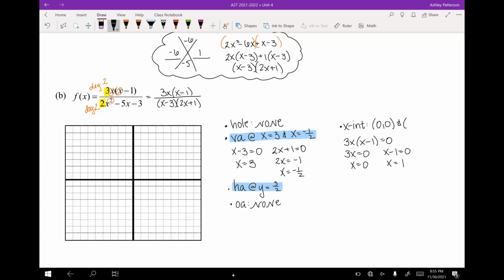So we have (0, 0) and (1, 0). Again, highlighting this will be super important for us later. Last but not least, we have our y-intercepts.